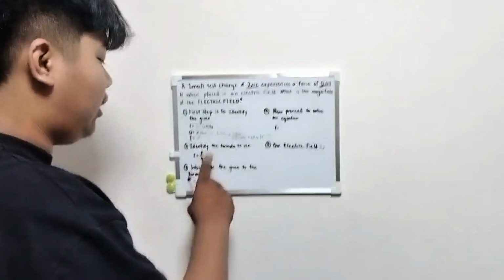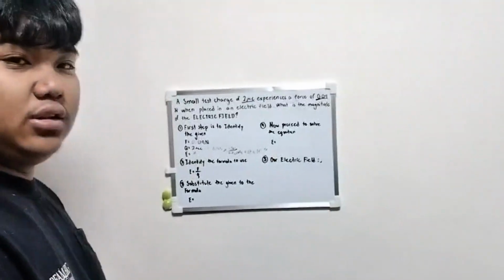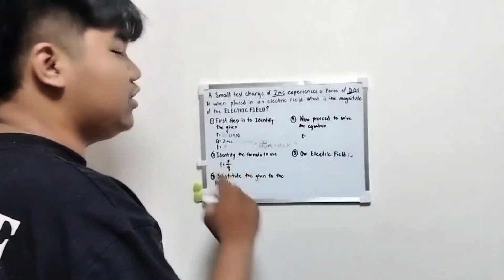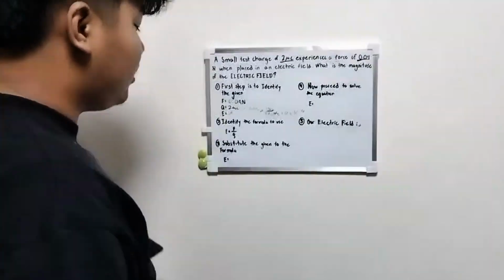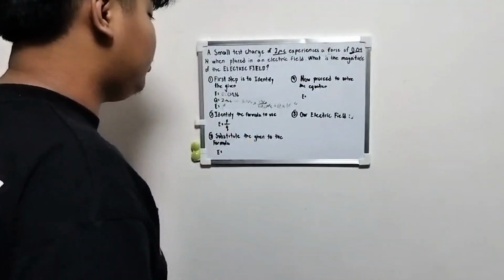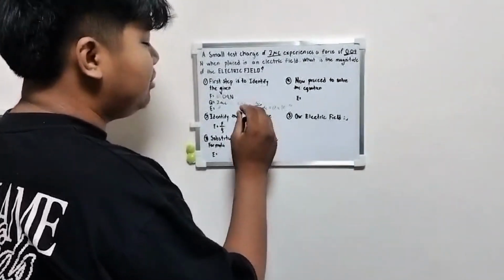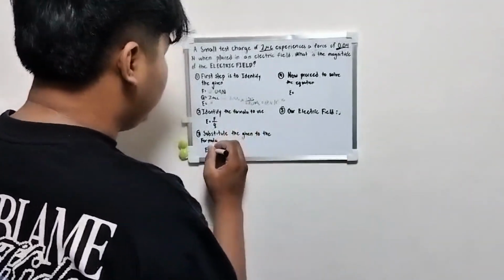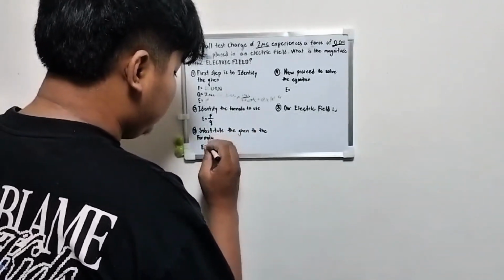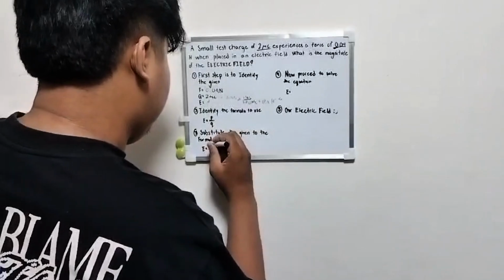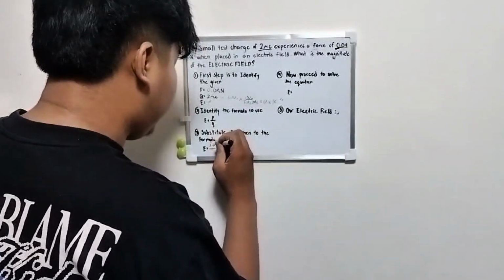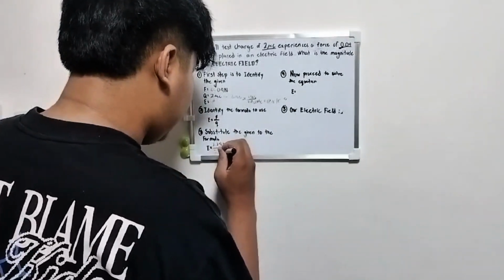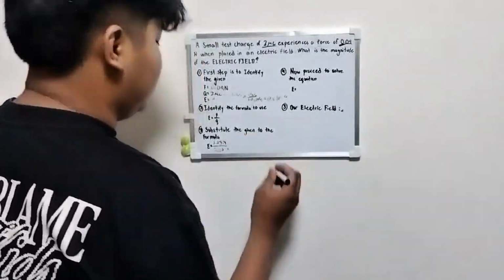Now, step 2 is to identify the formula to use. The formula to use in this problem is electric field equals electric force over charge. Step number 3, substitute the given to the formula. We will just substitute the given into the formula that is shown in step number 2. So it will become like this: electric field equals 0.04 N over 2 times 10 raised to negative 6.